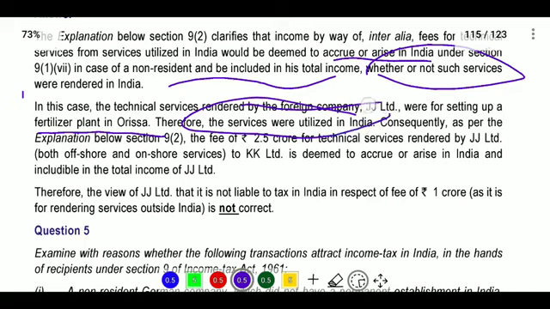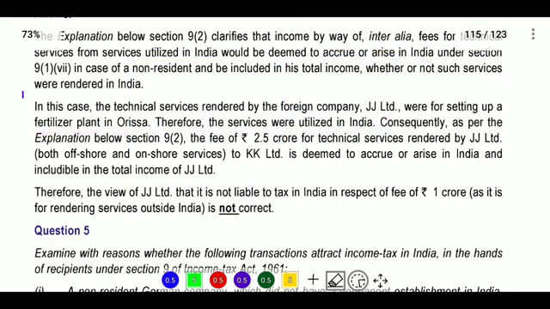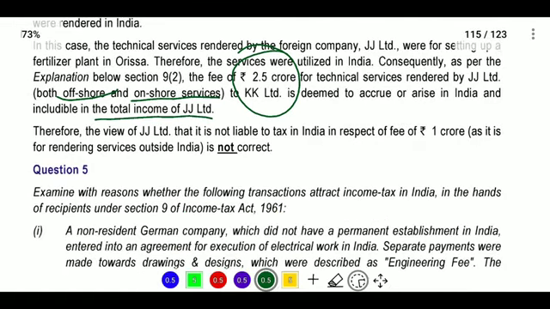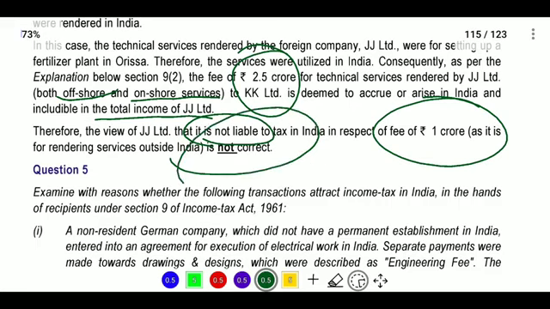Whatever the services were utilized in India, consequently, whatever the fee charged, 2.5 crores for technical services rendered by JJ Limited, both offshore and onshore services to KK Limited, is deemed to accrue or arise in India and included in total income of JJ Limited. Therefore, the view of JJ Limited that it is not liable to tax in India in respect of 1 crore as it is rendered outside India is not correct.